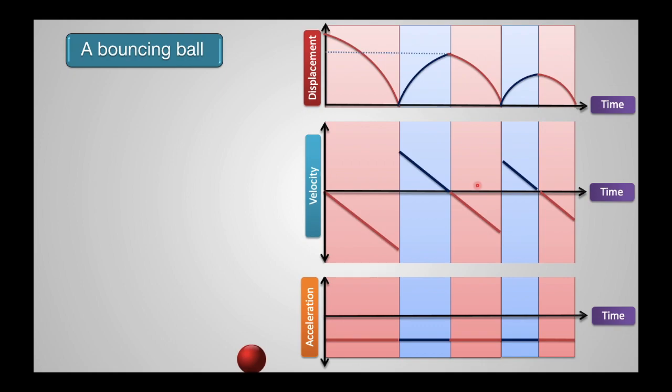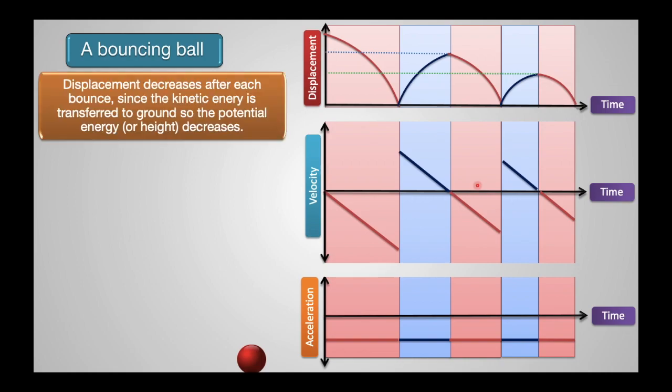If you look at the displacement time graph, you can see every time the height to which the ball rebounds is going on decreasing, because energy is transferred to other forms. On hitting the ground, some of the kinetic energy will get converted to heat and sound. The same reason you can see here, the velocity values are decreasing after hitting the ground.